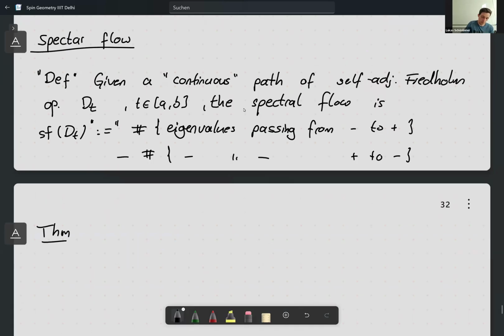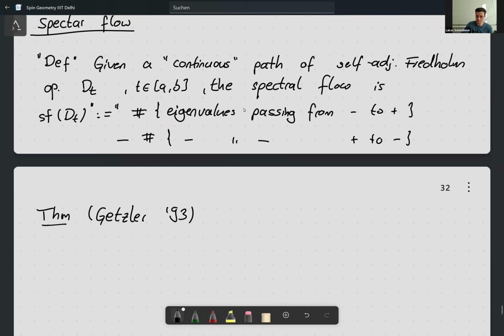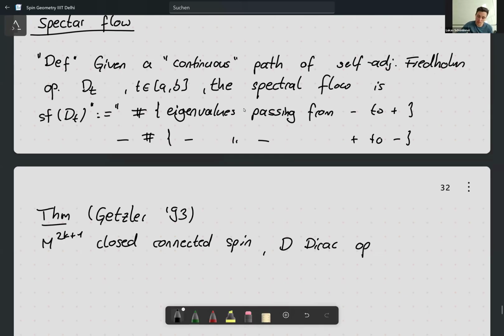There's a theorem of Getzler computing the spectral flow for a certain class of operators. Namely, if we have an odd-dimensional manifold, it's closed, connected, and spin, and D is supposed to be the Dirac operator on the spinor bundle, tensor a trivial bundle.